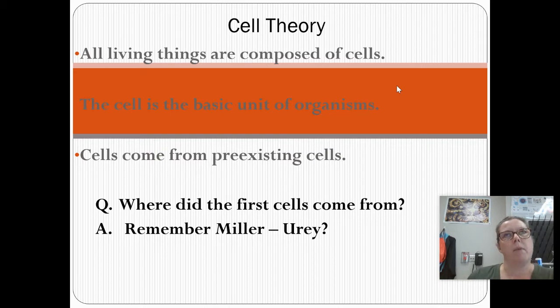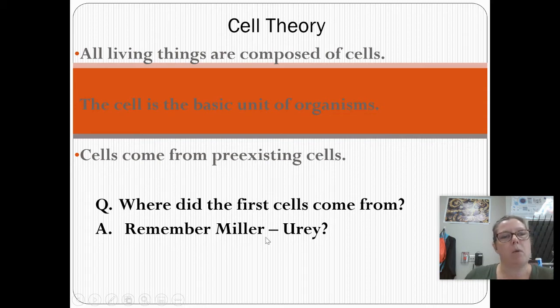And really what that means is that the cell can carry out all of its own life functions all on its own. And then finally, cells come from pre-existing cells. So cells don't poof into existence. They have to come from other cells that were there first that reproduce.